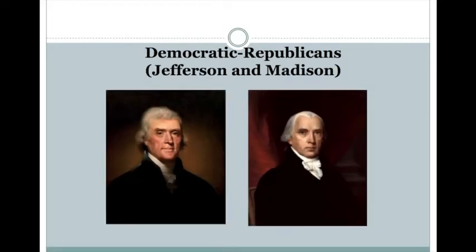The Democratic Republicans, Jefferson and Madison, and you'll notice Madison was a former Federalist. He later moved over to the Democratic Republican Party. They were against Hamilton's plan. They believed that the goal for America should be a westward expansion and ties with Europe. That was their vision for America.